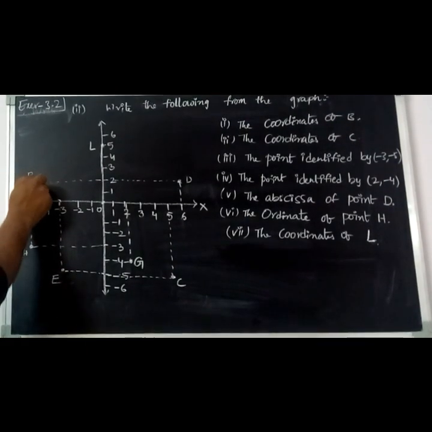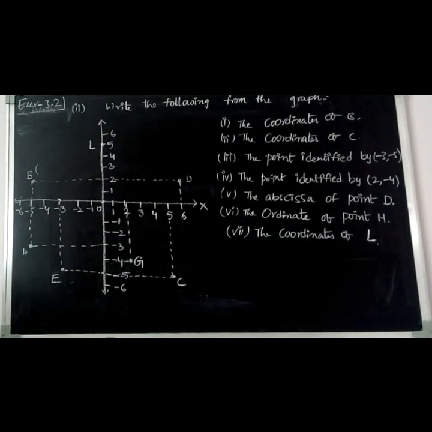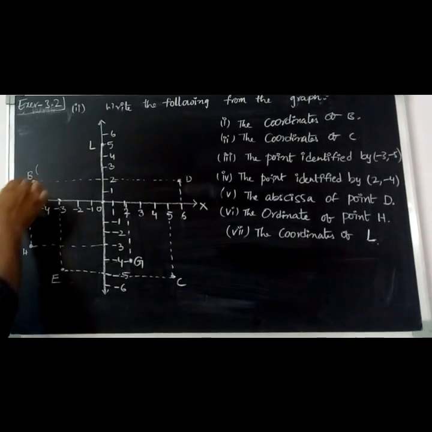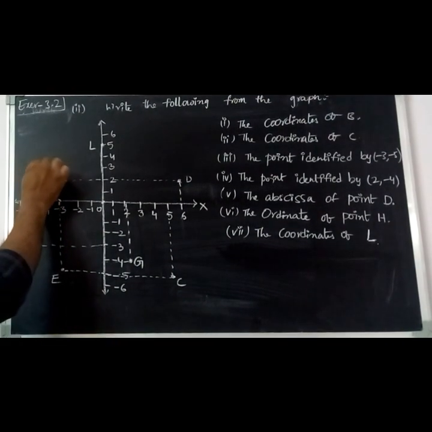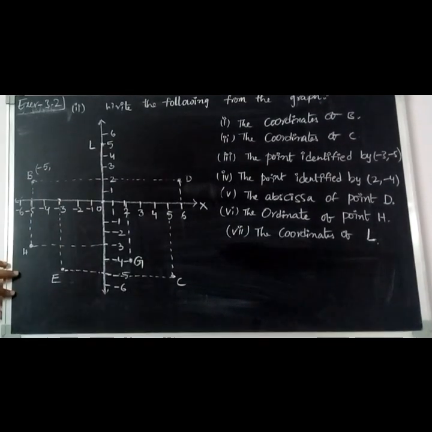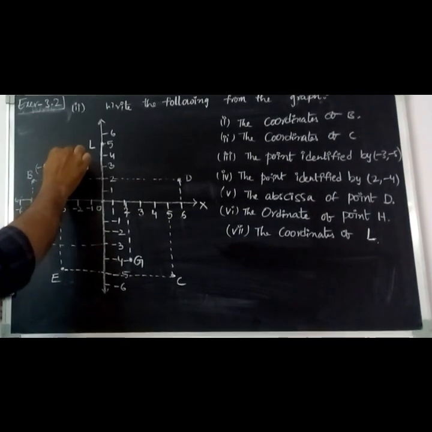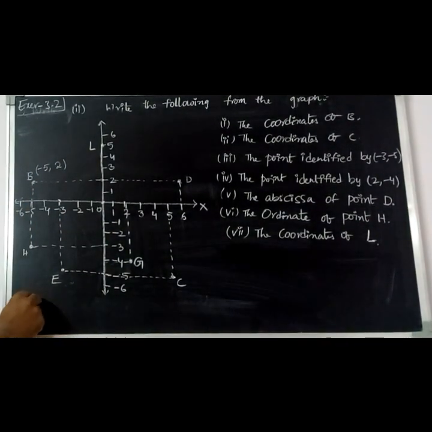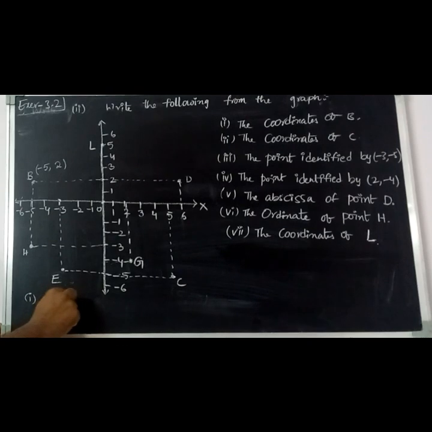Here the point B is here. I already told you that a point is always represented as x comma y. X indicates the x coordinate, the point on the x-axis, and y represents the y coordinate, the point on the y-axis. Now according to this point, on the x-axis we can see minus 5. On the y-axis we can see 2. So the y coordinate is 2. So the first answer is: the coordinates of B are minus 5, comma 2.